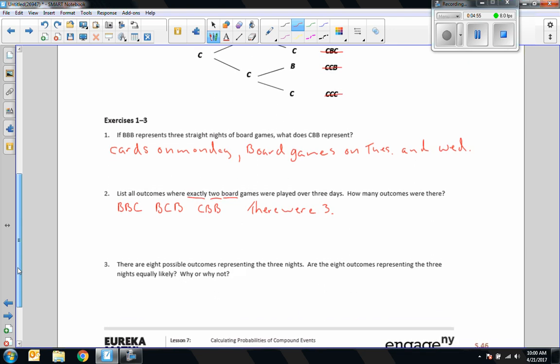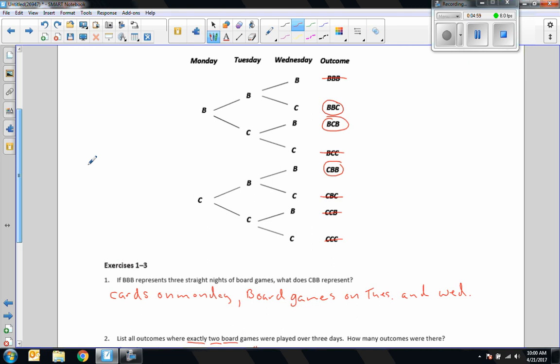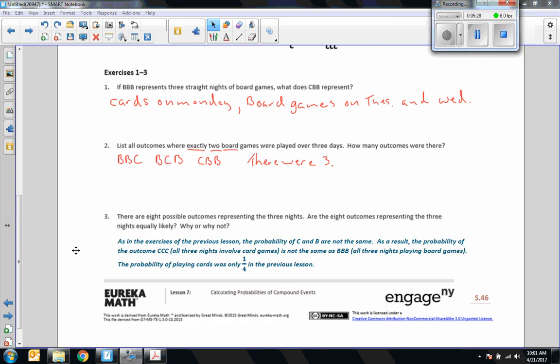Number 3. There are 8 possible outcomes representing the 3 nights, which is shown right here. So I'm going to erase this. 8 possible outcomes. 1, 2, 3, 4, 5, 6, 7, 8. Are the 8 outcomes representing the 3 nights equally likely? Why or why not? Okay. I'm going to pause the video and bring this in because it's a lengthy answer. Okay, so here we go.